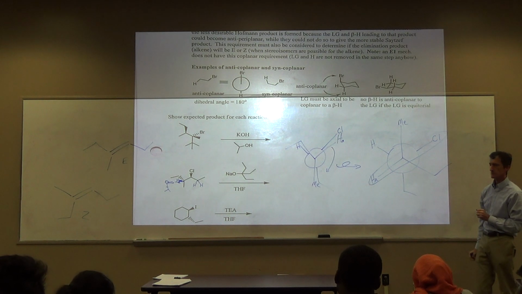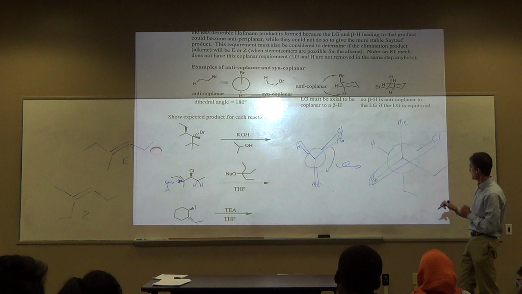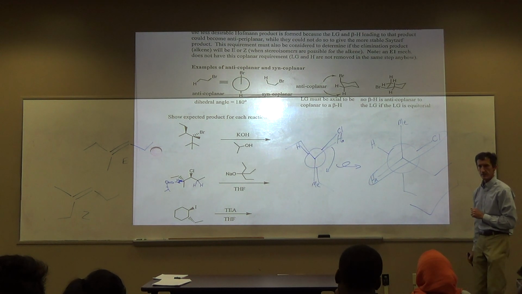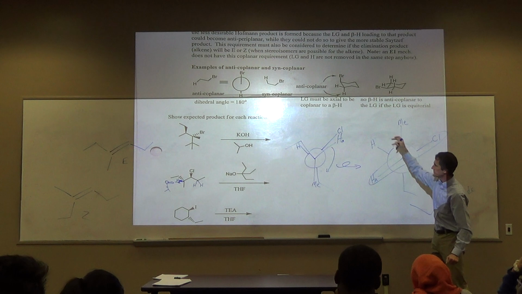That's where the elimination takes place. Concerted. Bam, bam, bam, all at the same time. Double bonds put in, and with the double bond put in, we see the ethyls are what? The ethyls are on the same side, and the methyl and the H are on the other side.